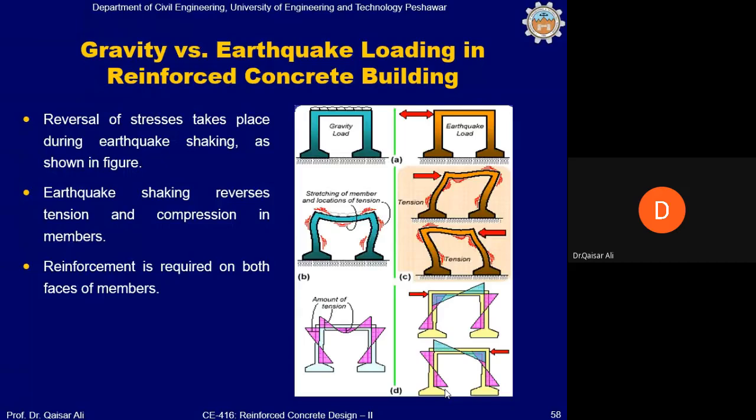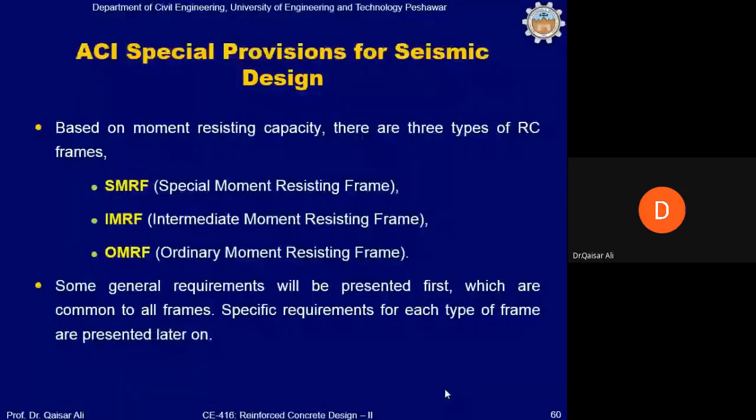So then the columns must be designed for the combined effect of... requires some special provisions, and the ACI code has placed most strict provisions for SMRF.